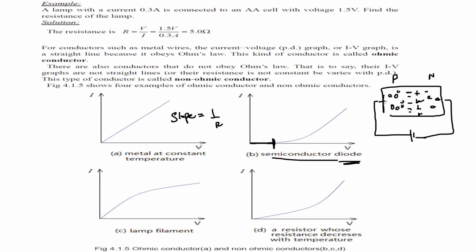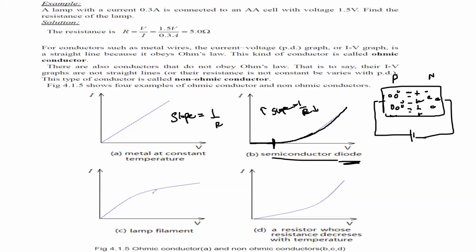Once the charges have a sufficient amount of energy to cross the barrier, then the resistance decreases. As you can see, the slope is increasing. So slope and resistance are inversely proportional. If the slope is increasing, it means the resistance is decreasing. And then again, it will become a constant value.